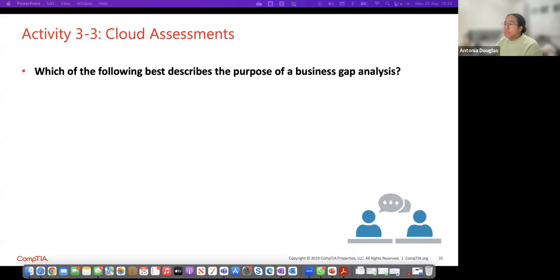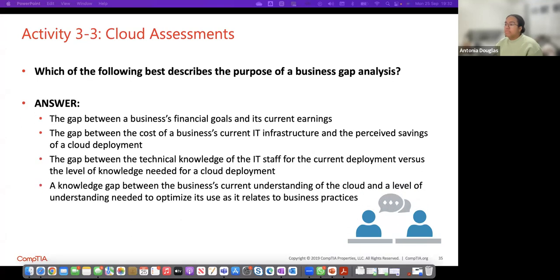Which of the following best describes the purpose of gap analysis, which we've just covered as well? So we looked at 2 areas.